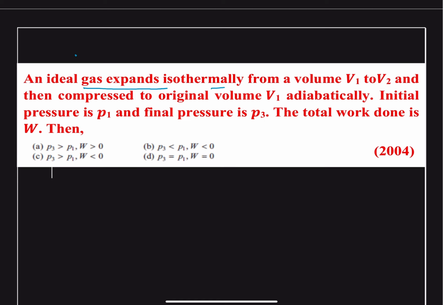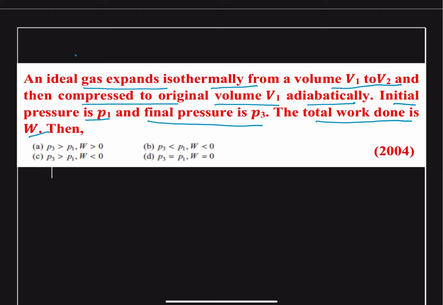In today's question, an ideal gas expands isothermally from a volume V1 to V2 and then is compressed to the original volume V1 adiabatically. Initial pressure is P1 and final pressure is P3. The total work done is W. Then we are going to make a comparison between P1 and P3 and try to find out what will be the total work done, whether it will be negative, positive or equal to 0.